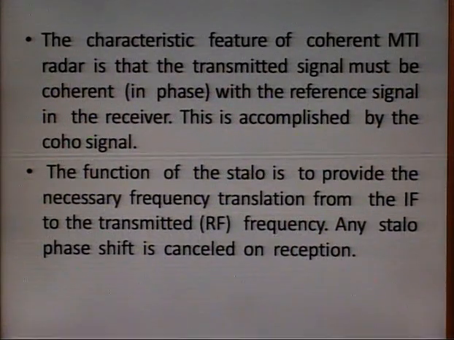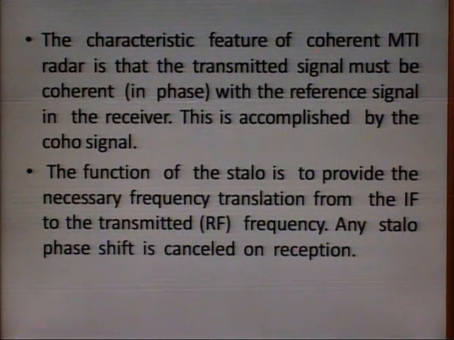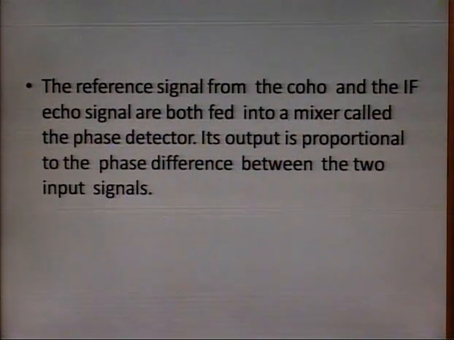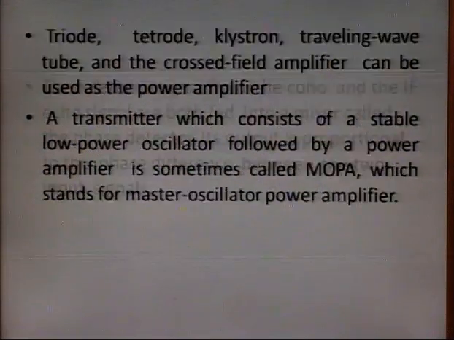The characteristic feature of coherent MTI radar is that the transmitted signal must be coherent with the reference signal in the receiver. This is accomplished by the COHO signal. The function of the STALO is to provide the necessary frequency translation from the IF to the transmitted frequency. Any STALO phase shift is cancelled on reception. The reference signal from the COHO and the IF echo signal are both fed into a mixer called the phase detector. Its output is proportional to the phase difference between the two input signals.